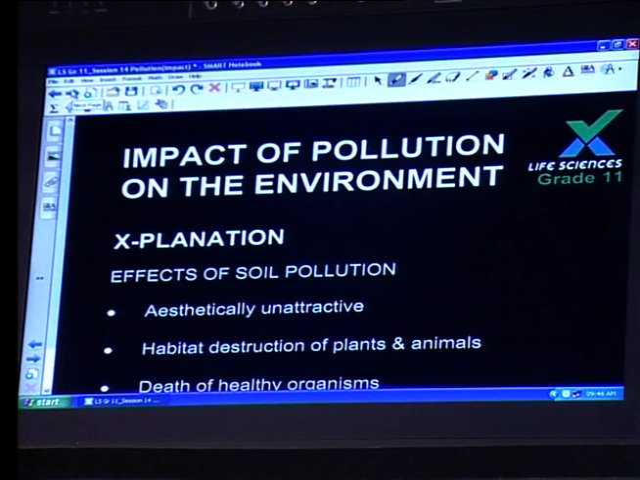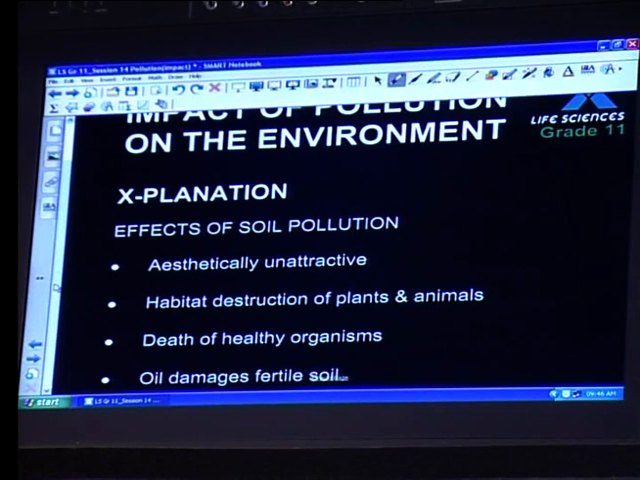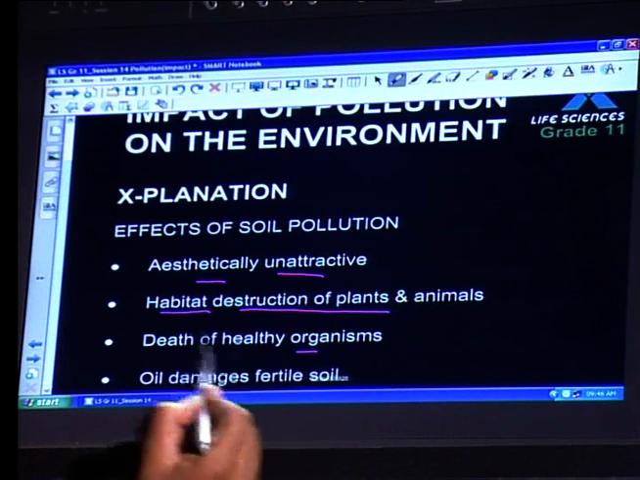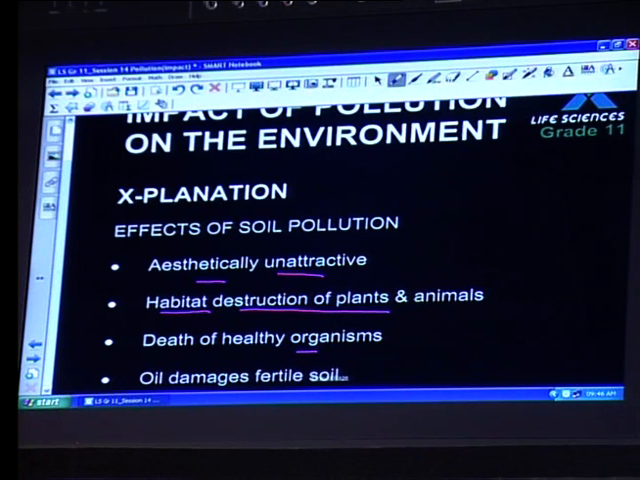We now look at the effects. What are the effects of these pollutants on the soil? How do all these sources of soil pollution affect humankind, mankind, plants and animals? First of all, it is completely aesthetically unattractive, which means the beauty of the environment is destroyed. Habitat destruction of plants. Habitat means that that little place which was used for probably a mole, which was used for a little bird, has been now destroyed by those bricks that have been deposited over that mole hole. Okay, the habitat destruction of plants and animals. The death of healthy organisms, even the useful bacteria in the soil, gets destroyed by the oil.